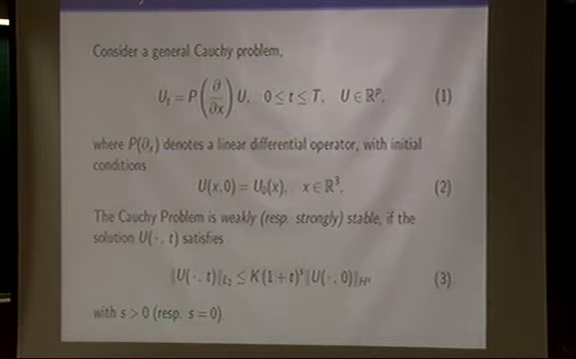For example, S is bigger than 0. But you can also have the strong definition. Strongly means that we have S equals 0, right? S equals 0 means we don't have these polynomials in t anymore. So you have just a bounded solution in the weak sense in the Sobolev space.